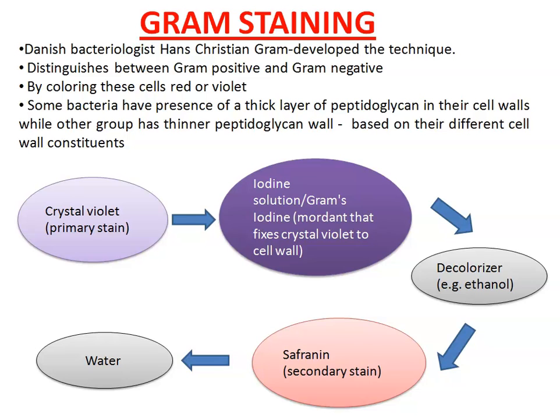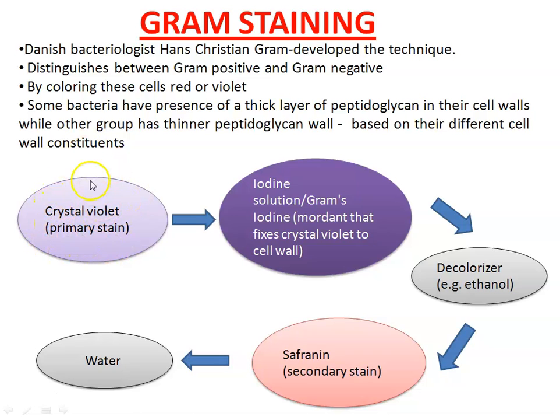So what we are doing is distinguishing between a gram positive and a gram negative bacteria. And what is the principle behind it? The principle is, some bacteria have a very thick layer of peptidoglycan in their cell walls, while the other group has a much thinner peptidoglycan cell wall. So based on this difference, the cell wall is going to react or stain to the colors, and on the basis of retaining the stain or color, we are distinguishing them between gram positive and gram negative. Very quickly I am going to tell you what exactly we do.